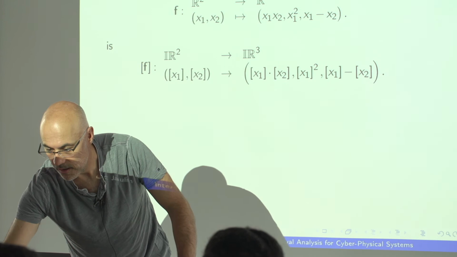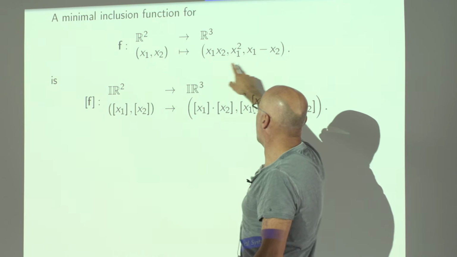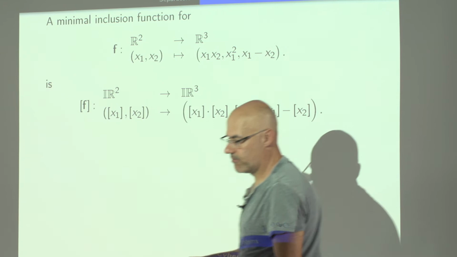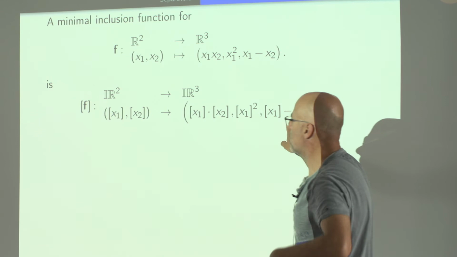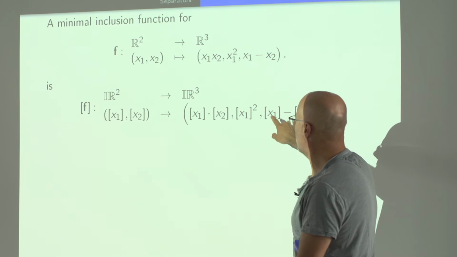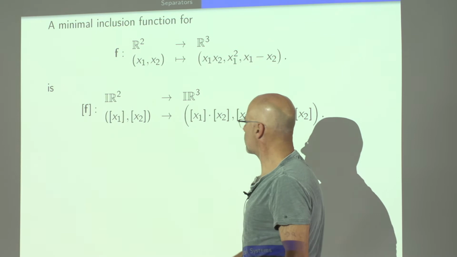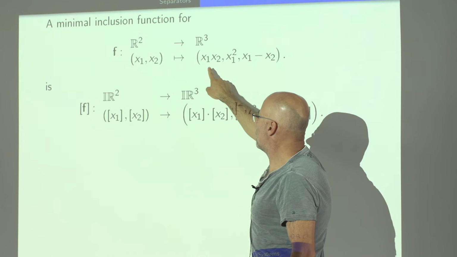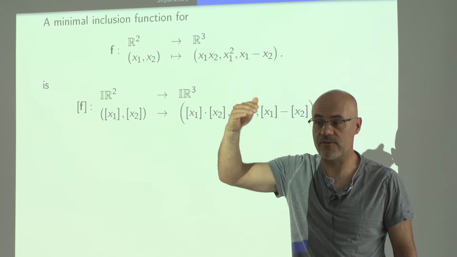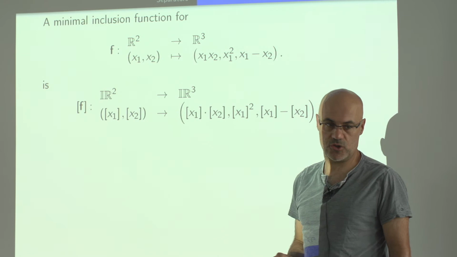Now just another example, a function from R2 to R3, like this. I do this, and I will obtain here the minimal inclusion function. Minimal, why? Because you have a theorem from Moore that tells you that if for each coordinate function, 1, 2, 3, the number of occurrences of x1 or x2 is never strictly larger than 1, then I will have the minimal inclusion function. So here it is minimal.